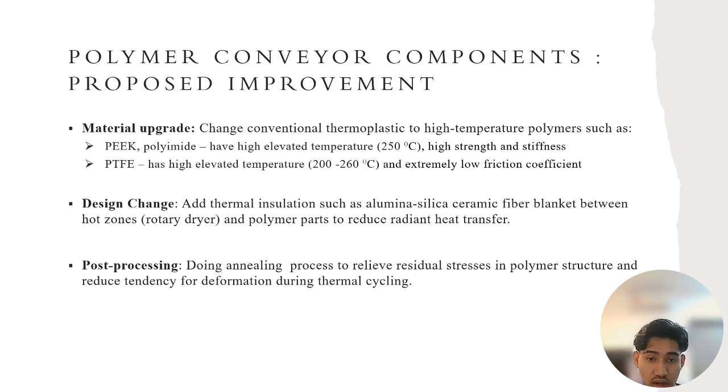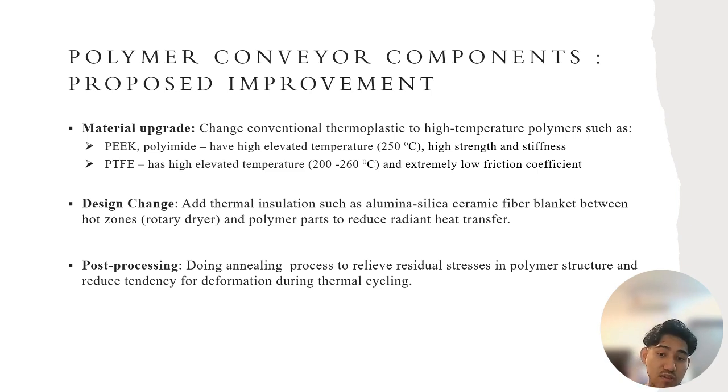Moving on, the proposed improvements for polymer conveyor components. Material upgrade: change conventional thermoplastics to high temperature polymers such as PEEK, a polyamide with high elevated temperature resistance, 250 degrees Celsius to be exact, and high strength and stiffness, or PTFE, which has high elevated temperature resistance, 200 to 260 degrees Celsius, and an extremely low friction coefficient.